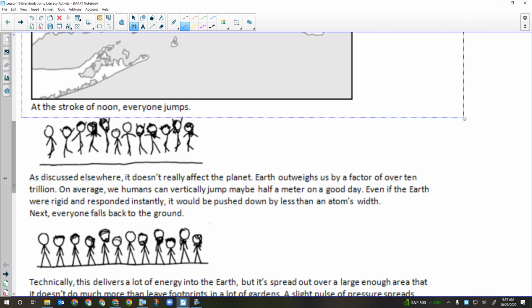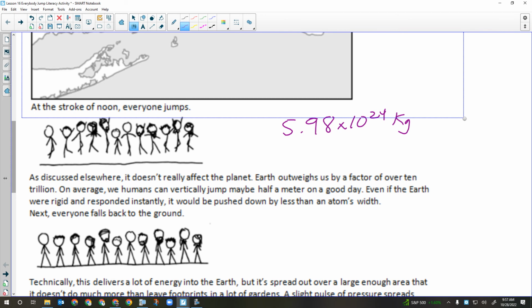Okay, so this isn't going to affect the planet very much. Earth's mass is enormous. Earth's mass is 5.98 times 10 to the 24 kilograms.